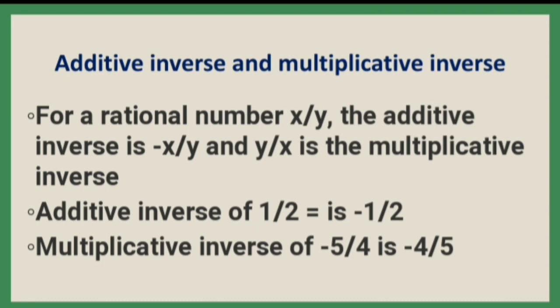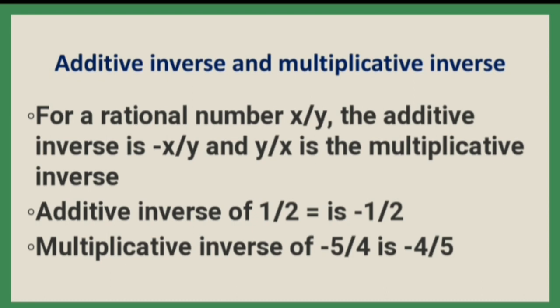For a rational number x by y, the additive inverse is minus x by y, and y by x is the multiplicative inverse. Whatever rational number you take, if you change the sign, it will become the additive inverse. If you take its reciprocal, it will become the multiplicative inverse. Reciprocal means you write it in reverse order: you take the numerator to the denominator and the denominator to the numerator, and that becomes the multiplicative inverse of the number.